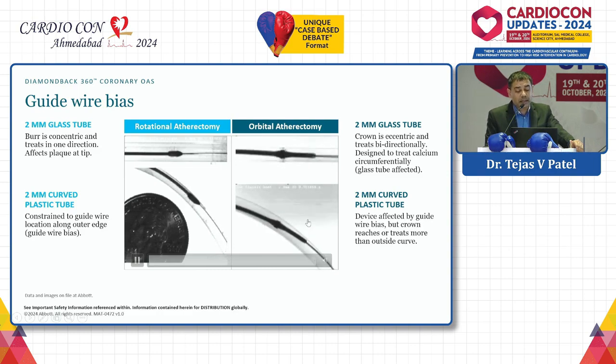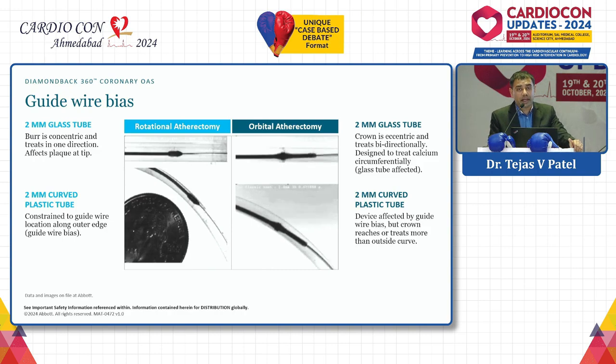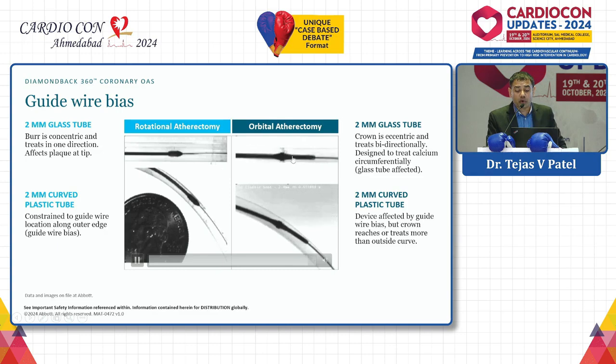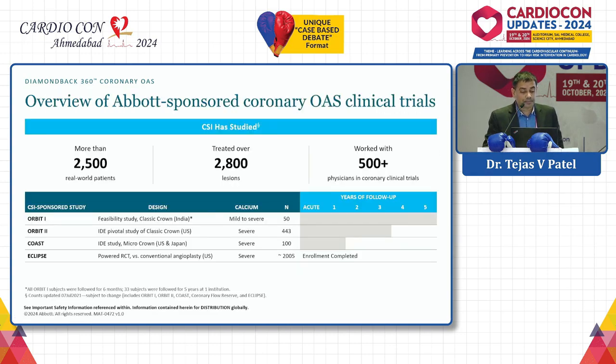untreated, while at the same time orbital atherectomy, because of the 360-degree rotation, gives full coverage of that part as well, and there is no specific bias. You can see it here in the 2 mm glass. You can see the crown is affecting the glass tube wall as well, so that gives treatment to the deeper calcium as well.